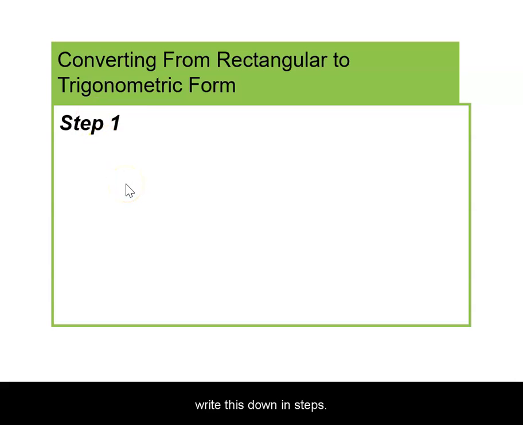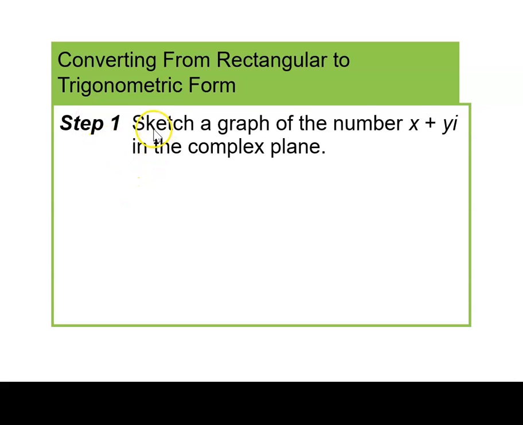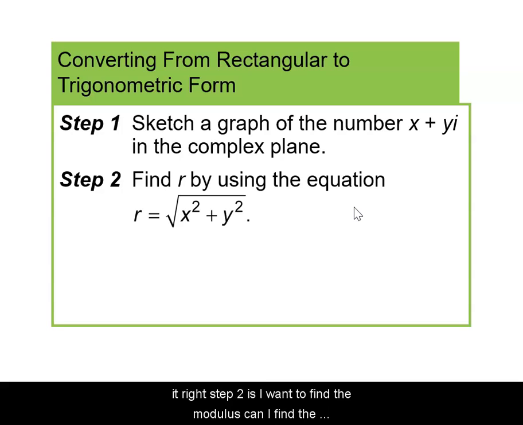So let's write this down in steps. We can sketch our number in the complex plane. Again, this x is the real, this y is the imaginary. So writing it as x plus yi helps us to remember how it is we're supposed to graph it, right? Step 2 is I want to find the modulus, okay? I want to find the length of my vector, okay? After I find the length of my vector and I have the graph, I'd like to find the argument, right?